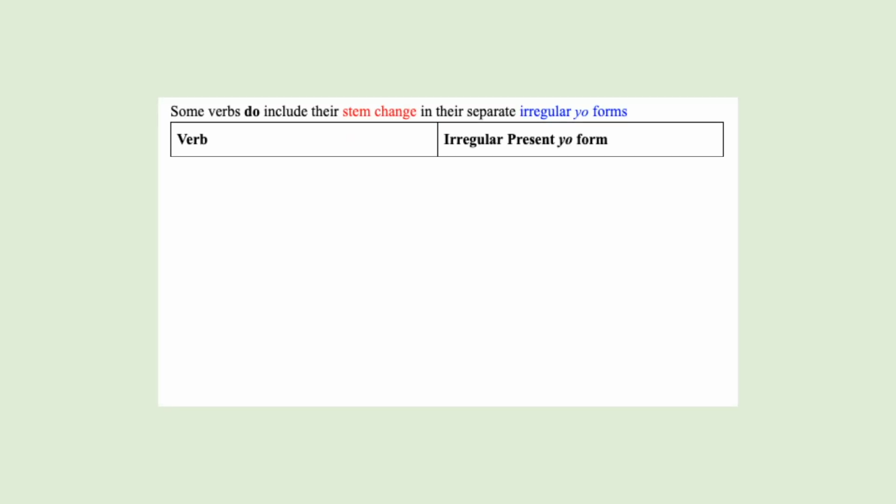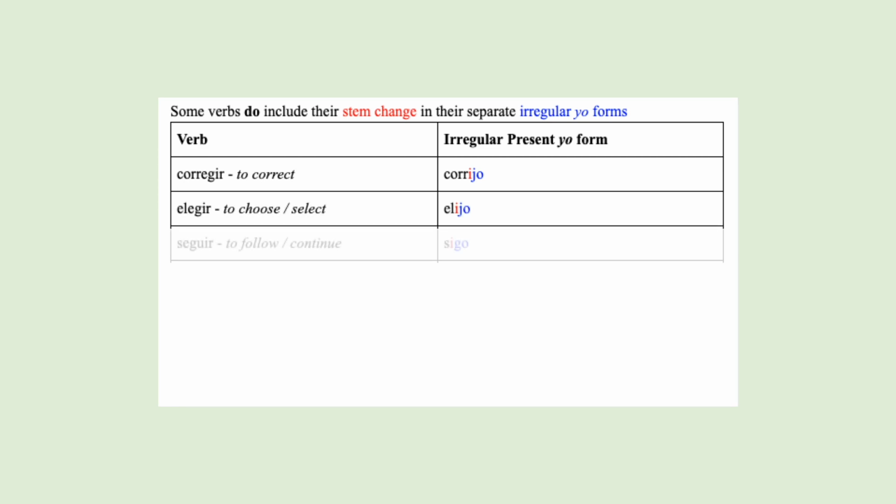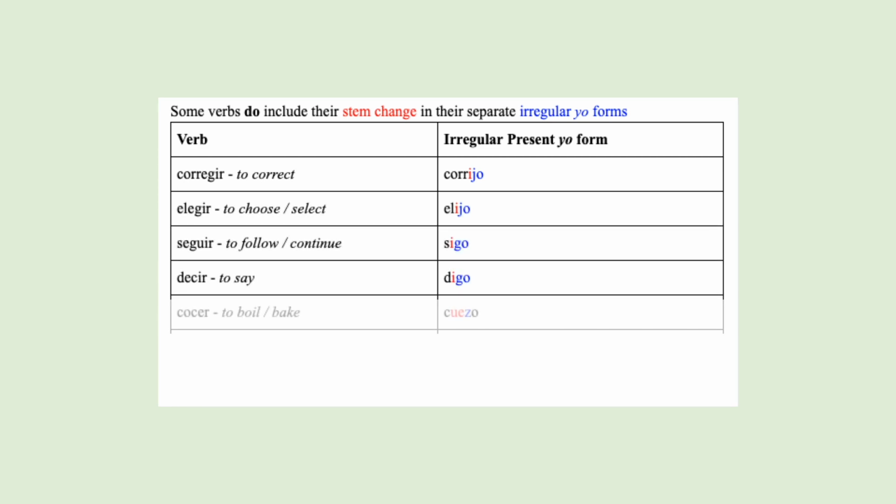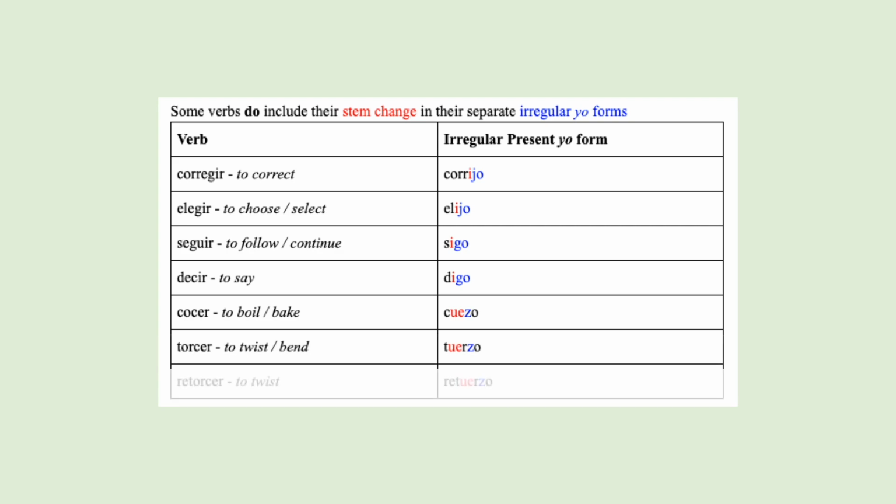Other verbs do include their stem change in their separate irregular yo form. Corrijo, elijo, sigo, digo, cuezo, tuerzo, retuerzo. Now the verbs traer and caer end in igo in their first person singular present tense form, but they are not stem change verbs. The remainder of the present tense conjugations are regular, so do not confuse traer and caer for stem change verbs like seguir and decir.